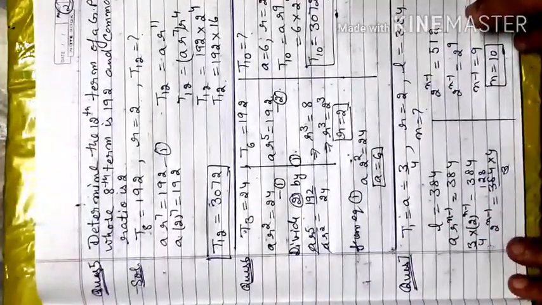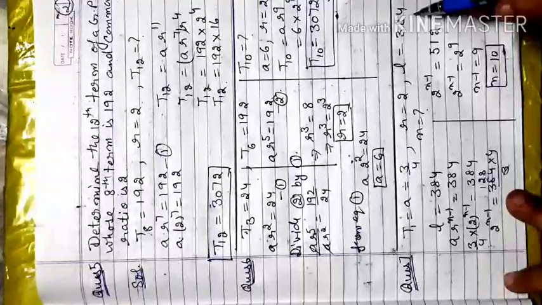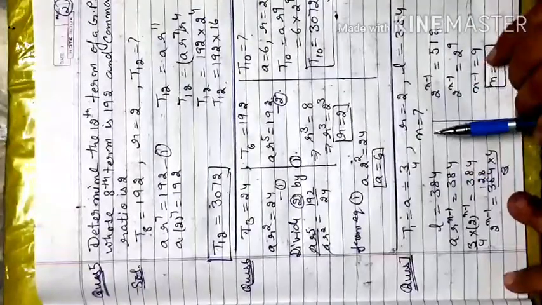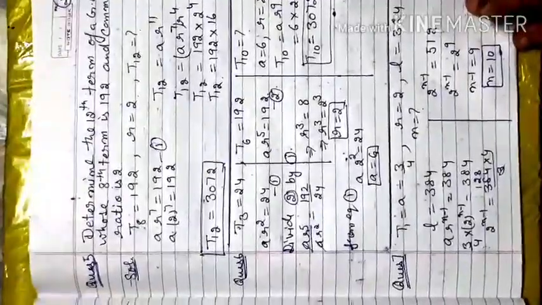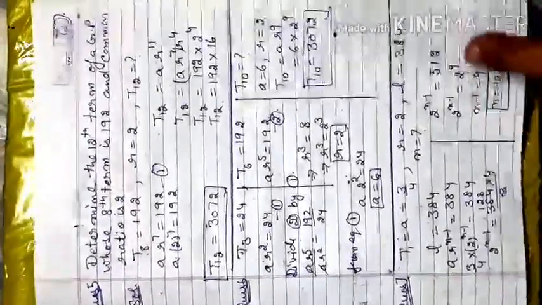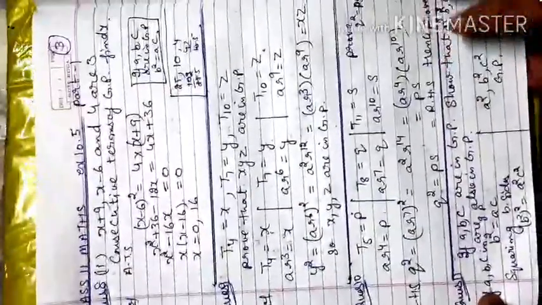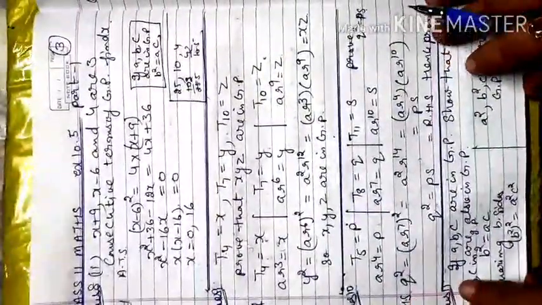Similarly, in your 7th question, the last term is given to you. A value, R value and N you have to find. You apply the formula, this same last term formula, to find the N value. The 8th question, second part, we will discuss, and the rest of the questions you have the same time to try yourself.